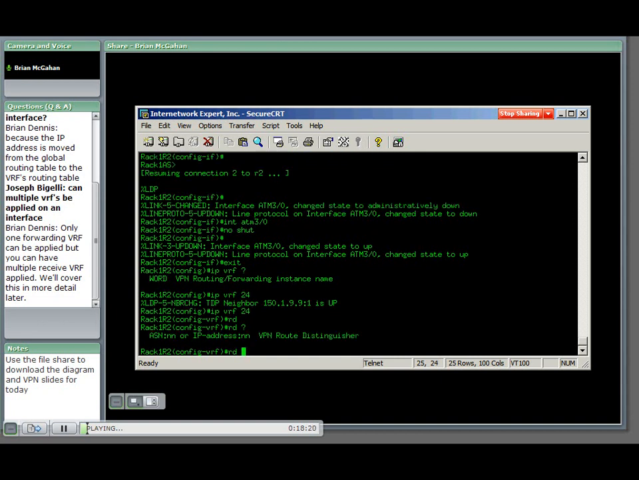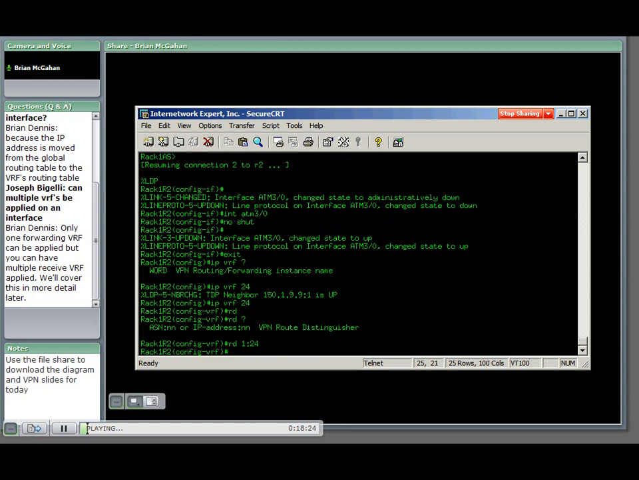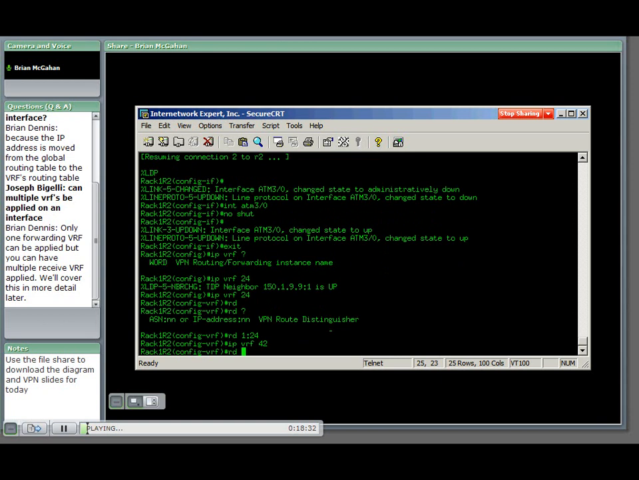We'll say it is 124. Okay, we'll talk more information about the format and how this is going to work with BGP. And then we'll create a second VRF, IP VRF 42. We'll say the route distinguisher is 142.